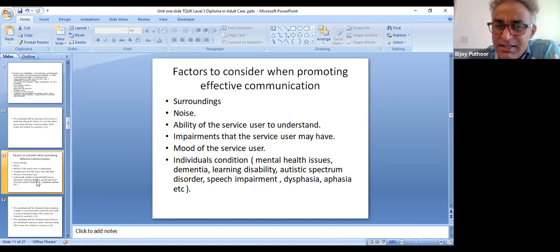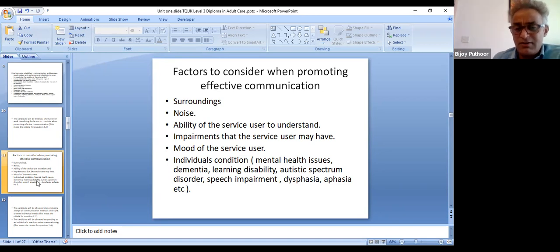If the surroundings are too crowded, I will take the service user away from it. If it's noisy, I will make sure the service user is away from the noise so that the person can listen. If the person is suffering from a low mood because of depression, I will think about what I need to communicate and what I do not need to communicate. Mental health issues, dementia, and learning disability will also be taken into consideration when you want to communicate with the person.